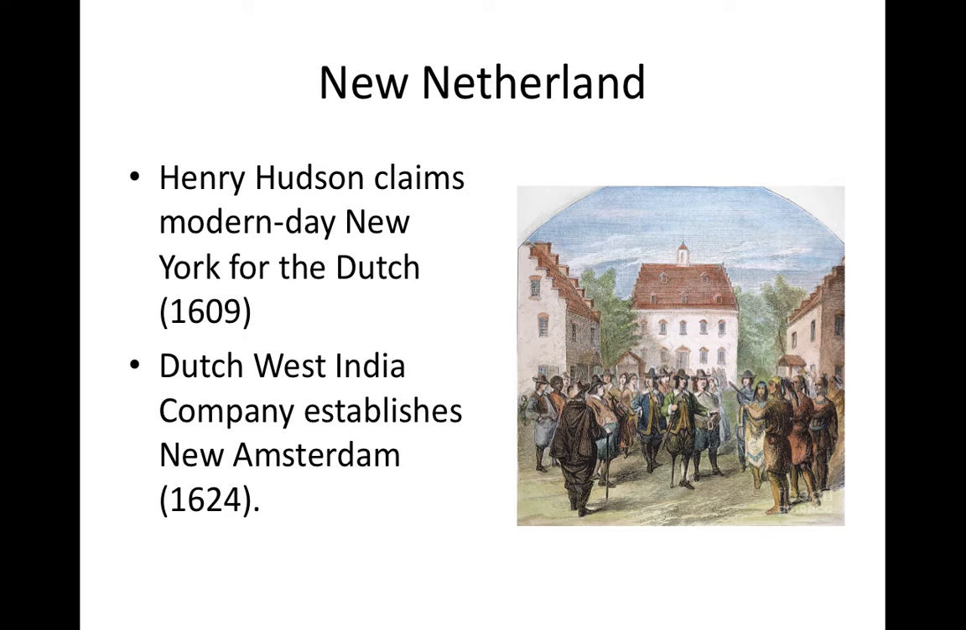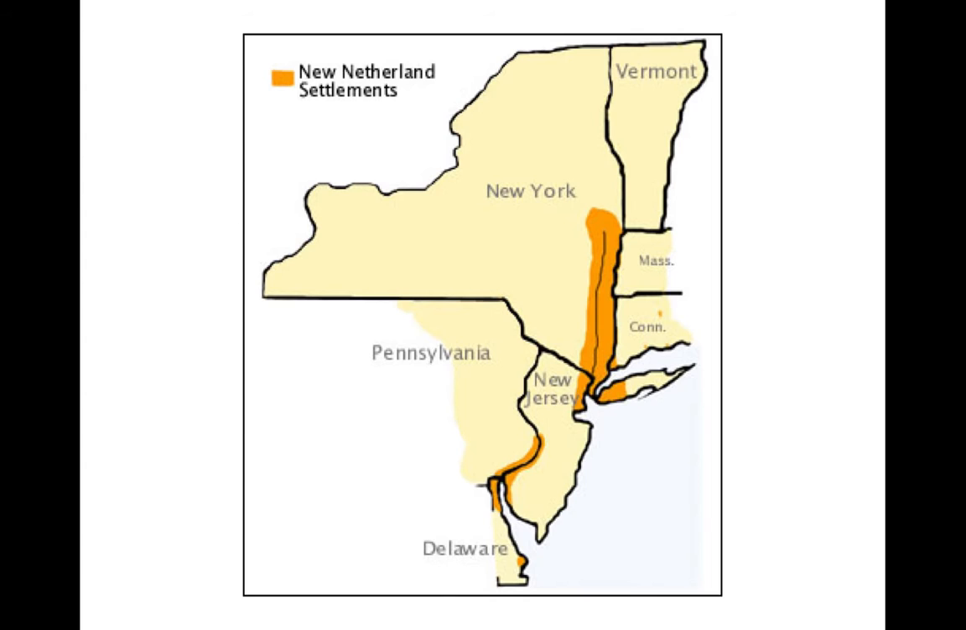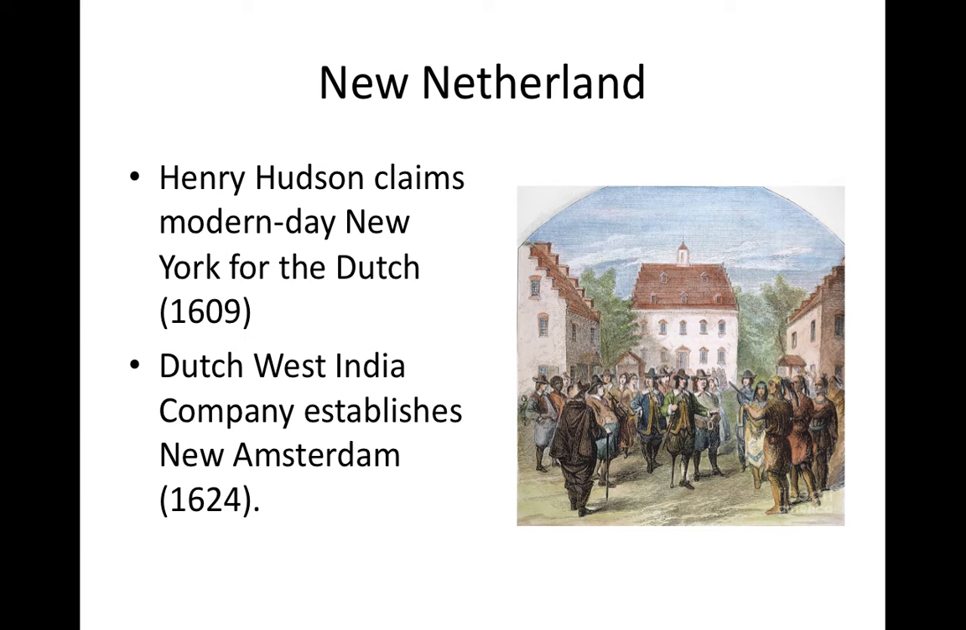Then there's New Netherland, the Dutch colony, which was located here in today's New York along the Hudson River, and pieces of today's Long Island and Manhattan, and parts of what are today New Jersey. The New Netherland colony was established by Henry Hudson, who claimed modern-day New York for the Dutch in 1609. By 1624, a private company, the Dutch West India Company, had established the city of New Amsterdam in what is today New York, Manhattan Island.